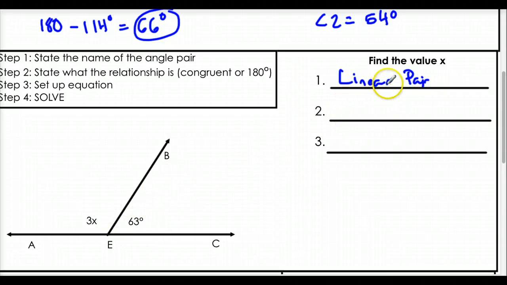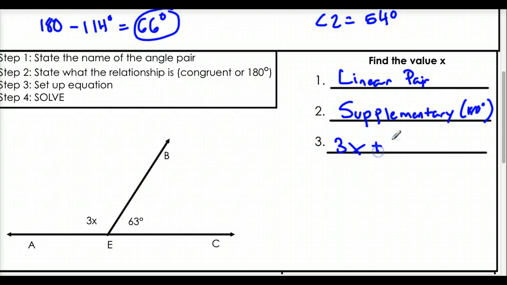Now the relationship between these two is, well, if you forgot, look it up, but they are supplementary. Let's put a little 180 degrees just in case we forgot what supplementary means. That means 180 degrees. Now we have to set up our equation. If they're supplementary, we know the two angles, 3x plus 63 degrees, are going to add up to 180 degrees. Now all we have to do is a little solving.